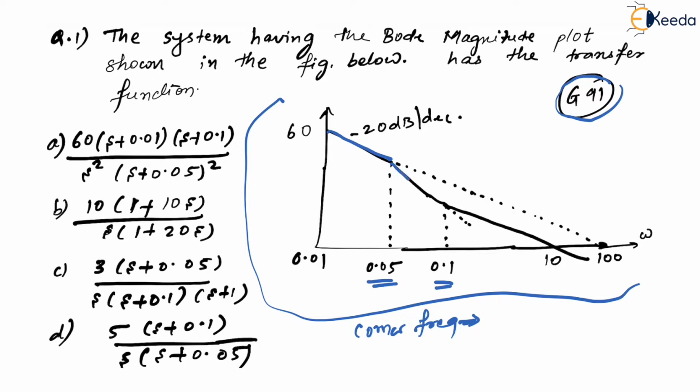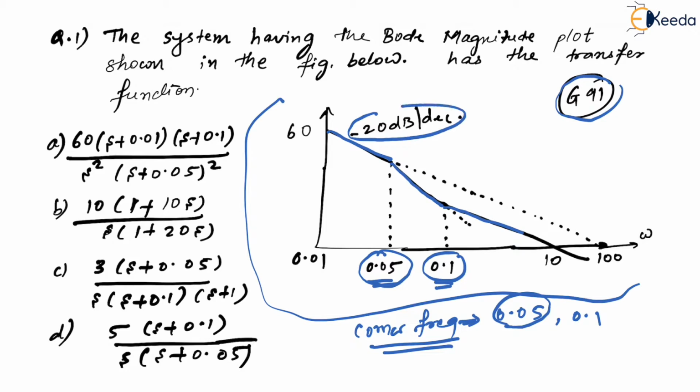See, initially the slope was minus 20, then it decreased here, and then it again increased from here, right? That is the reason we say that at 0.05 and at 0.1 the slope has changed. That is why we have 0.05 and 0.1 as the corner frequencies. Is that correct? Yes. Now see here, before the first corner frequency, there is a slope of minus 20 dB per decade. Is that right?